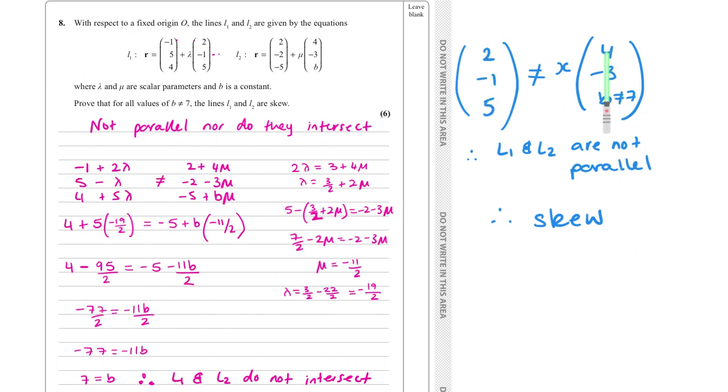2 multiplied by what gives me 4? 2. And minus 1 multiplied by 2, does that give me minus 3? No, so we already know that's not true. Because we know for them to be parallel, they'd have to be multiples. So we just have to make sure to get the full 6 marks. It even says in the mark scheme, we have to specifically state that they don't intersect and they're not parallel, therefore they are skew.